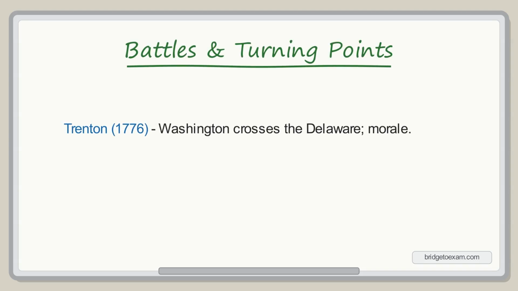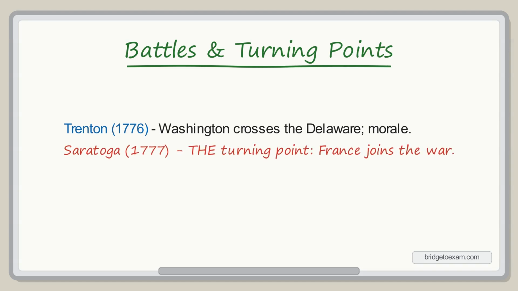Early on, Washington's surprise victory at Trenton, after crossing the icy Delaware on Christmas night, gave the army desperately needed morale. Then the great turning point, Saratoga, in 1777. This American victory finally convinced France to join the war as an ally, bringing troops, money, and a navy.